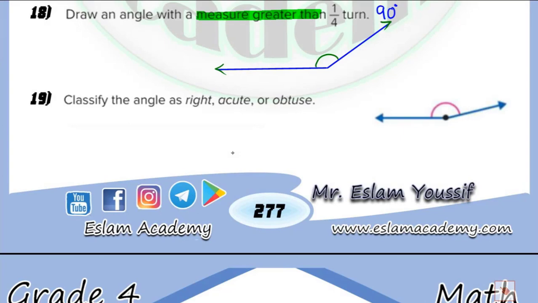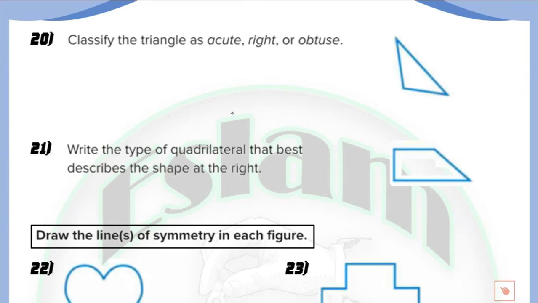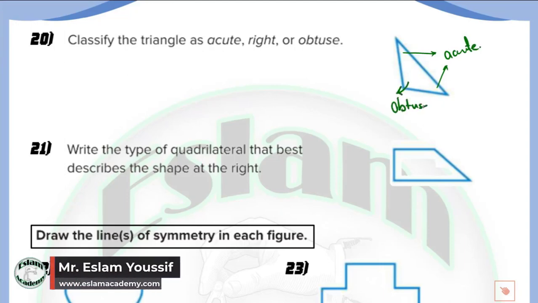In question number 19, we need to classify the angle, whether it is right, acute, or obtuse. The two sides of the angle are away from each other. It means we have an obtuse angle. In this question, we need to classify the triangle, whether it is acute, right, or obtuse. So I need to identify each angle. You will find that angle number 1 and angle number 2 are both acute angles. But the third angle will be obtuse. Because we have one obtuse angle, this triangle will be an obtuse triangle.